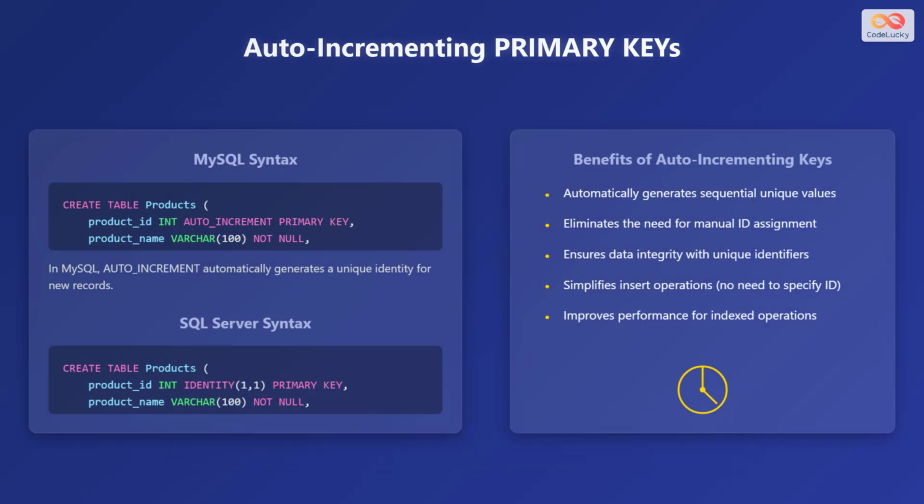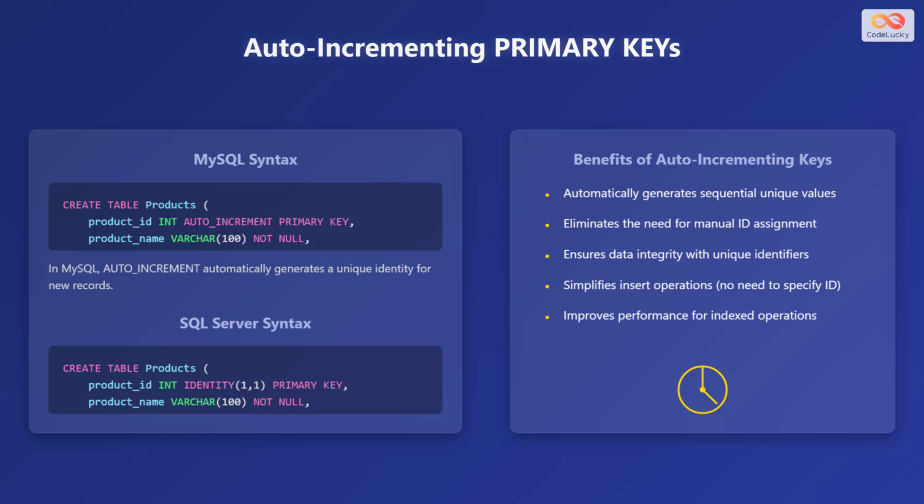Here we see auto-incrementing primary keys. Auto-incrementing primary keys automatically generate unique, sequential values for new records. Now let's see the MySQL syntax. The script is CREATE TABLE products (product_ID INT AUTO_INCREMENT PRIMARY KEY, product_name VARCHAR(100) NOT NULL, price DECIMAL(10,2)); In MySQL, the AUTO_INCREMENT keyword automatically generates a unique identity for new records.